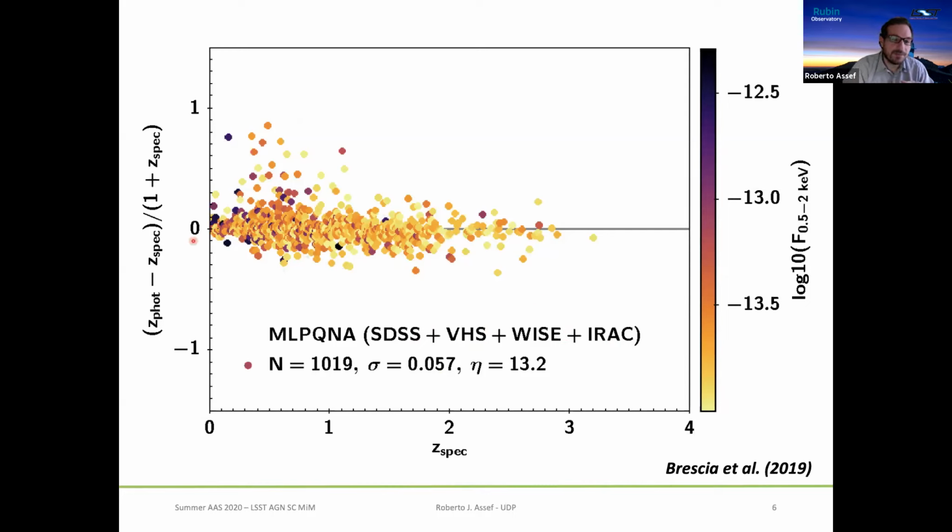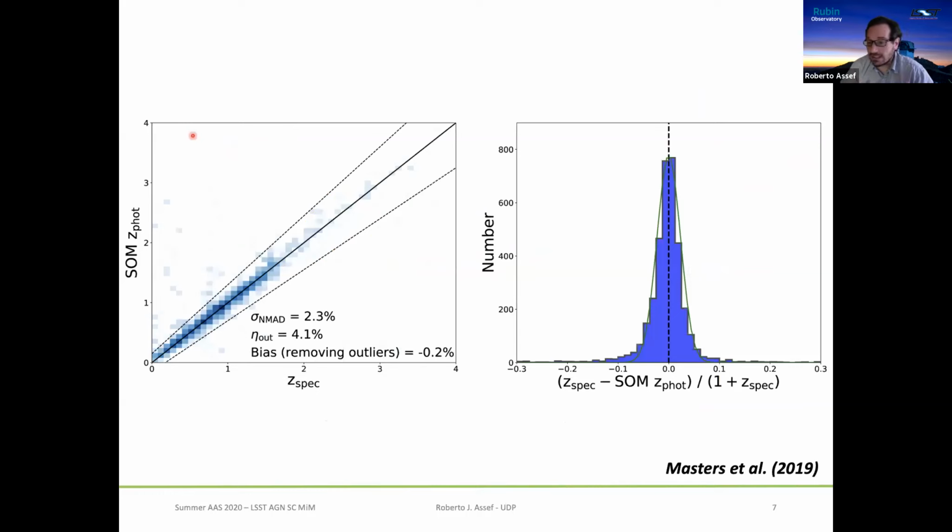And I would make a note, though, that this is not the same as what I was showing yesterday. This is now divided by 1 plus z, which is now a more standard way of characterizing photometric redshift accuracies for galaxies. I won't go into much detail about what this is, but we can do much better.